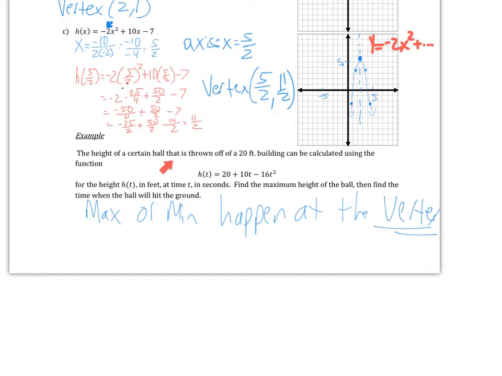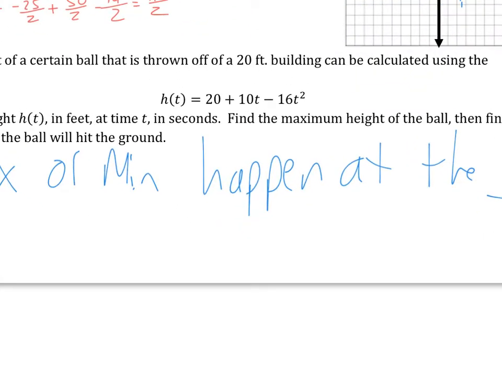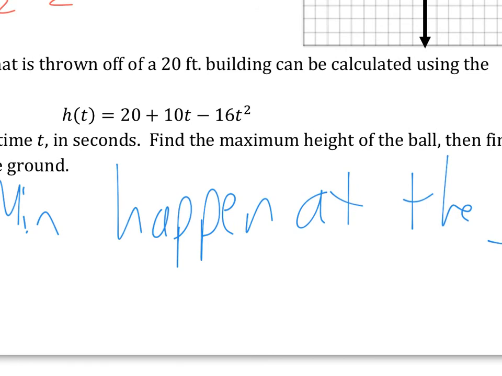The height of a certain ball that is thrown off a 20-foot building can be calculated using this function. H of t is the height in feet, and t is in seconds. We want to find the maximum height of the ball, all right? So to find the maximum height, we're going to need to find our axis of symmetry. It might help to write this in descending order. Negative 16t squared plus 10t plus 20. That gives us our A, B, and C.